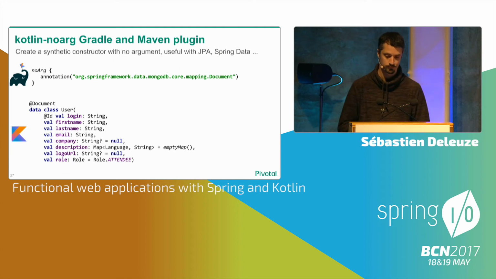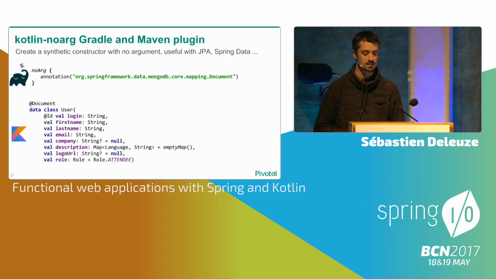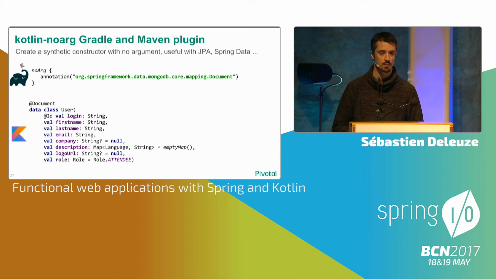Another pragmatic plugin, I would say, is kotlin-noarg. So this is code from one of my Kotlin applications. That's for my domain model. And you can see that this is a domain class with a few mandatory properties and some optional ones. And there is no default constructor. So by default, JPA and Spring Data are not happy. So these plugins allow you to use this kind of domain classes without any issue.